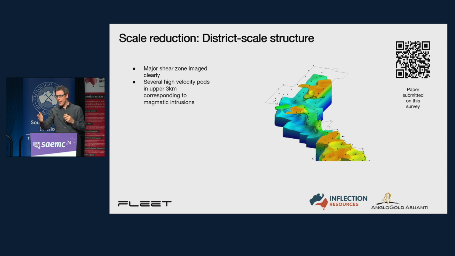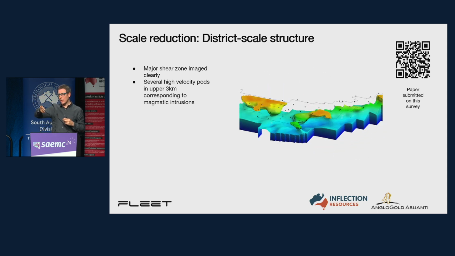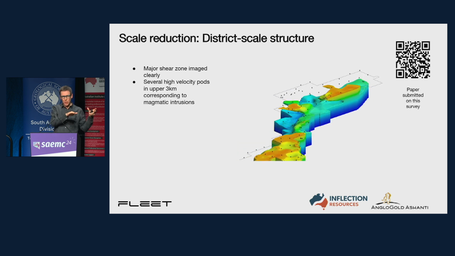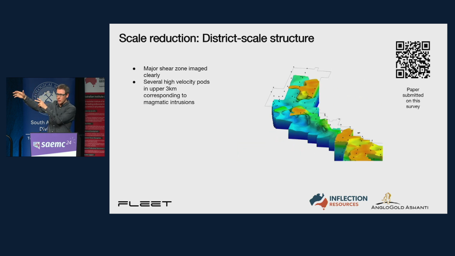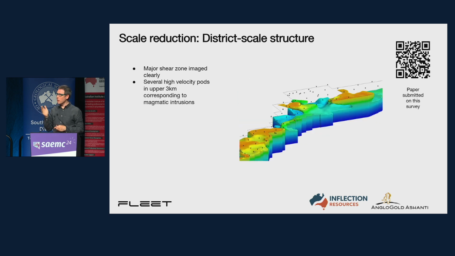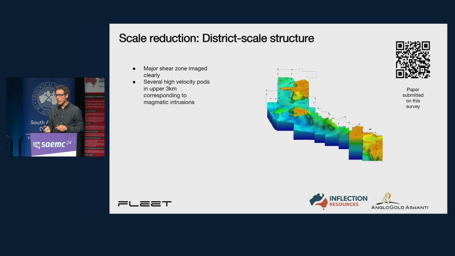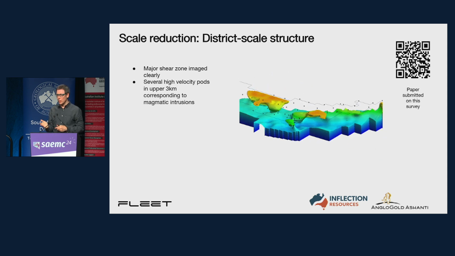And right about now, when you're looking down the long axis, you can also see a cliff in the velocity response. So there's low velocity on one side, and then there's a cliff, and it's higher velocity on the other side. So that cliff corresponds precisely to the location of one of the major shear zones in the area. So now we're imaging that shear zone very clearly in 3 dimensions.